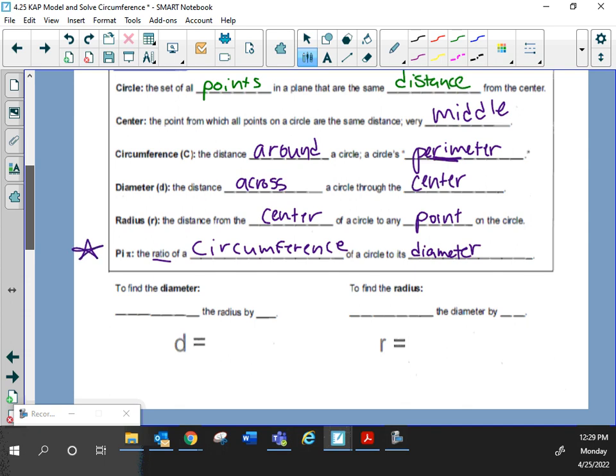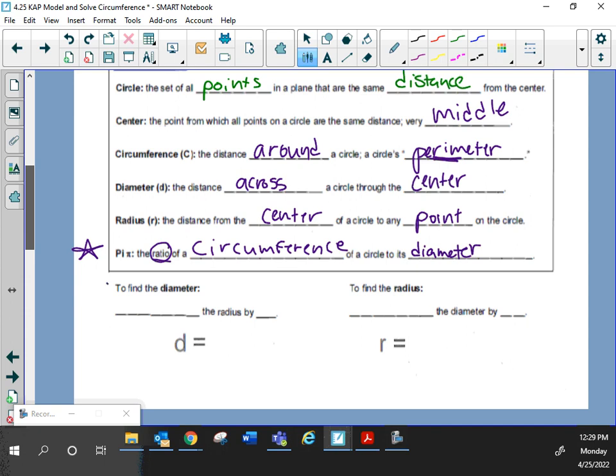Does the order matter? Yes. The order always matters in a ratio. If I did diameter divided by the circumference, if I did that short distance divided by the long distance, am I going to get 3.14? No. Circumference to diameter.